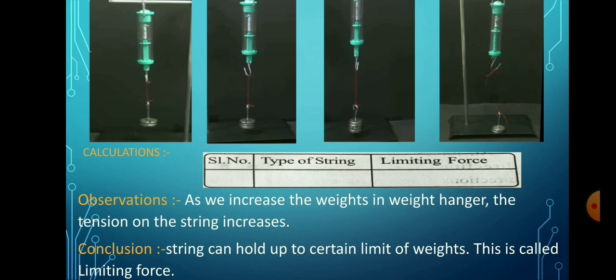So here we write the observation, that is, as we increase the weights on the weight hanger, the tension on the string also increases. So the conclusion is that a string can hold up to a certain limit of weights. This is called limiting force. Here the limiting force of the string is, that is, tension. Tension always pulls the object along the string. It has a limiting value.